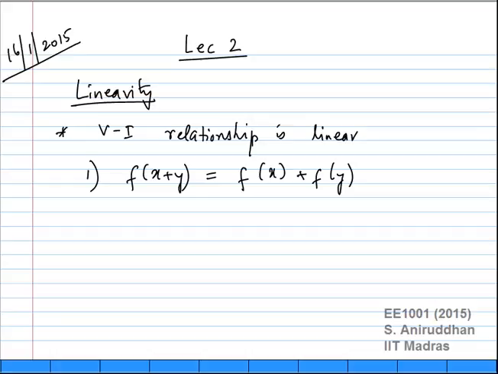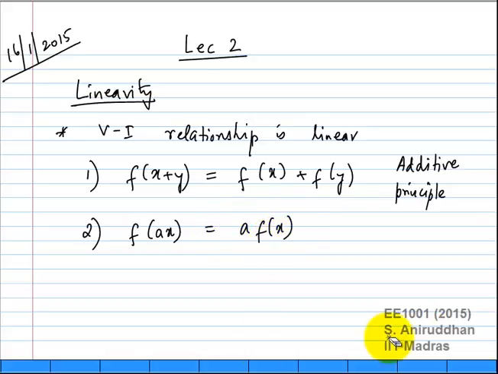What is the other relationship? This is called the additive principle. What is the second one? So the second one is, if I take a constant a, a real number a, f of ax needs to be equal to a times f of x. This is called homogeneity.